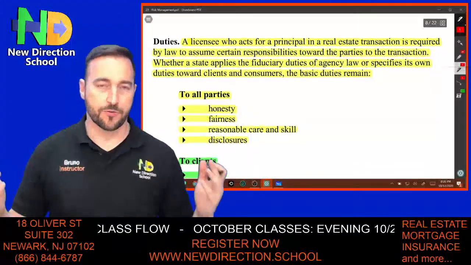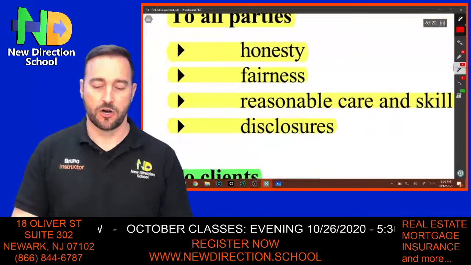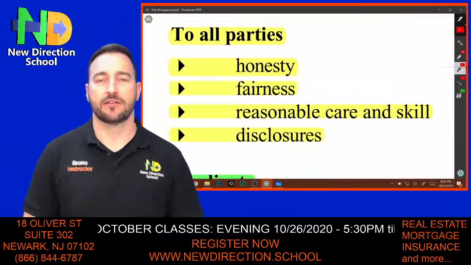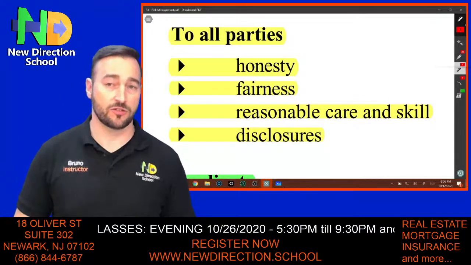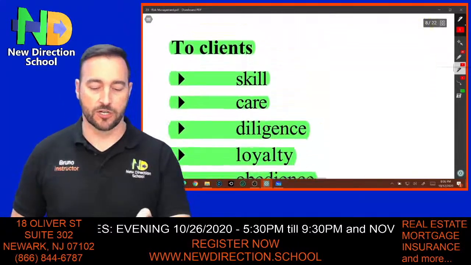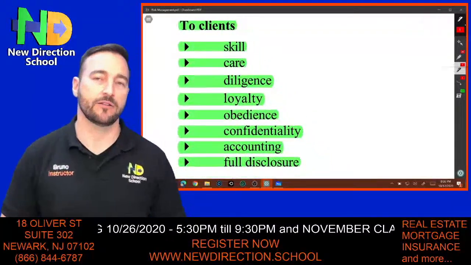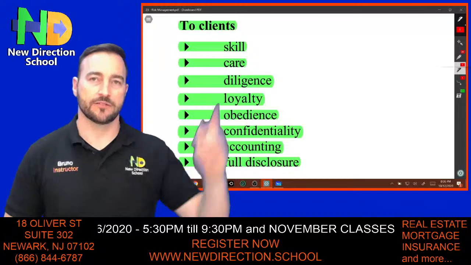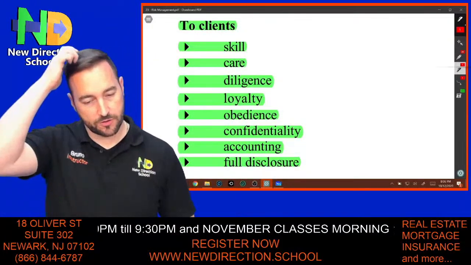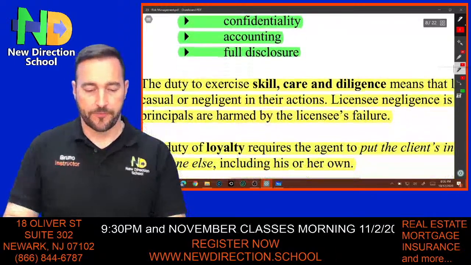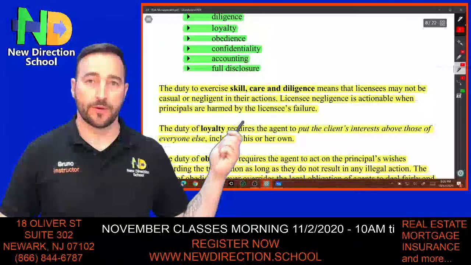Your duties, whether you work for the client or the customer, to all parties, you must act honestly, be fair, have a reasonable degree of care and skill, and disclose, as you guys already know. To your client, we just talked about this: care, obedience, accounting, loyalty, and disclosure. Right? The skill and diligence goes with care. That's why usually I skip it. So it goes with it. Okay? We already covered all these.